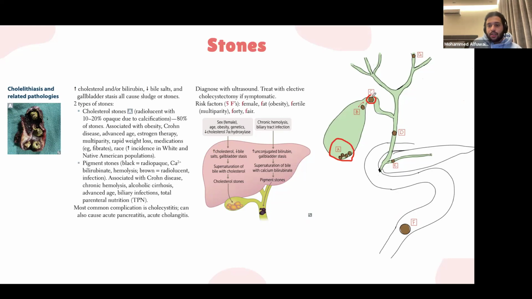Now, you have this patient over here that has a stone in the common bile duct. What is that called?